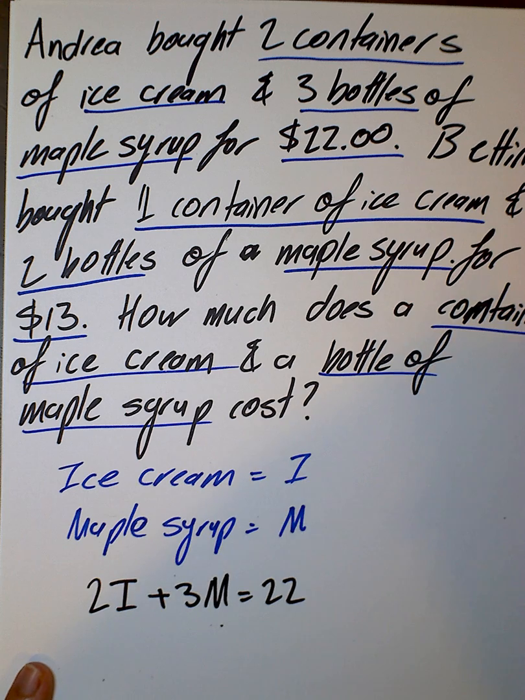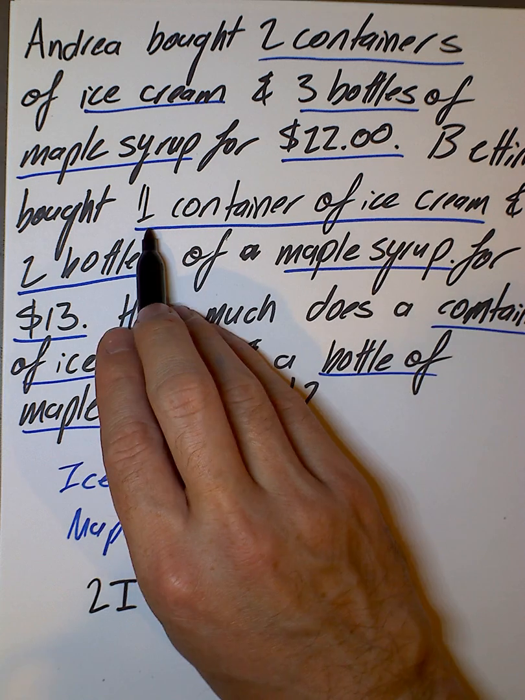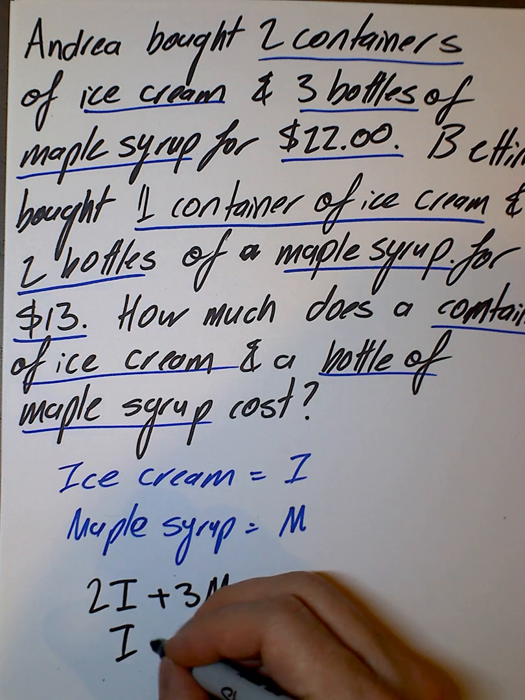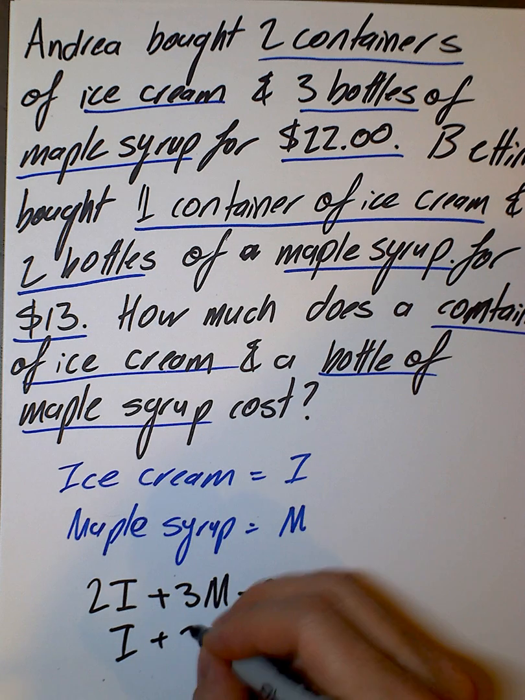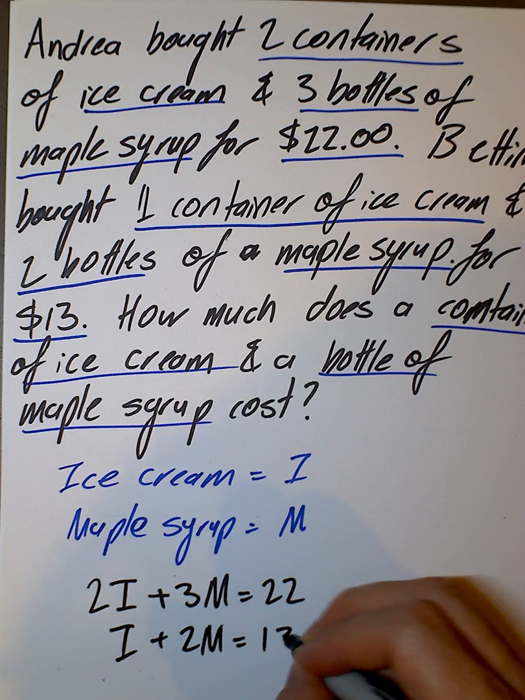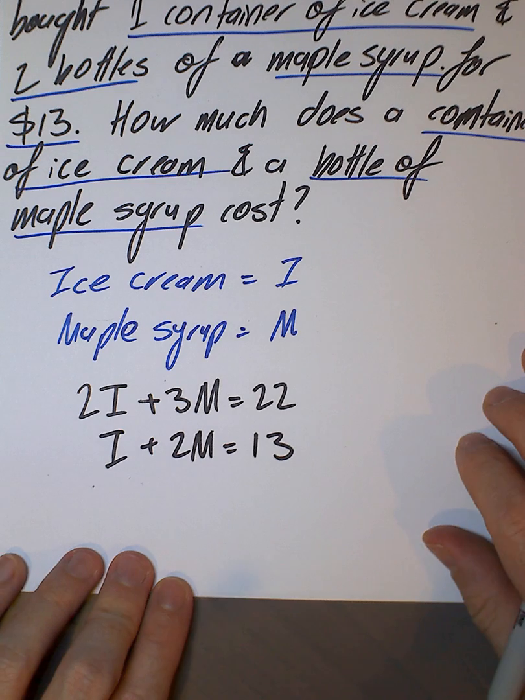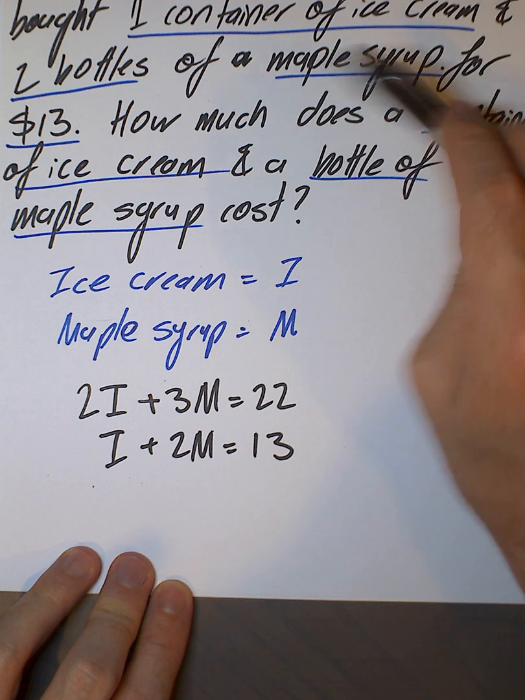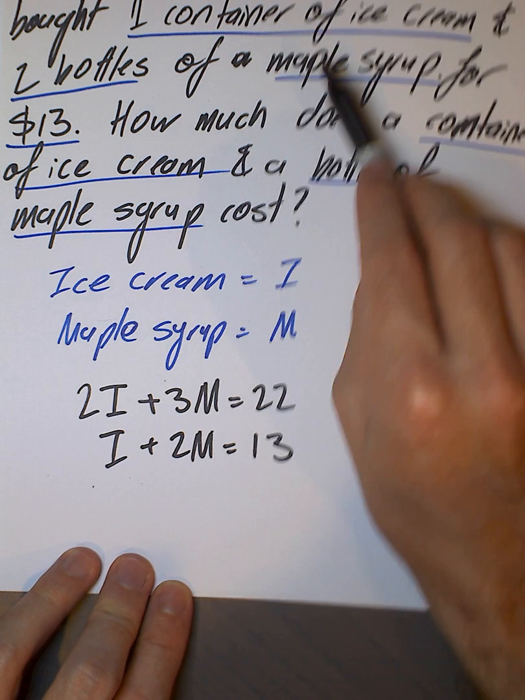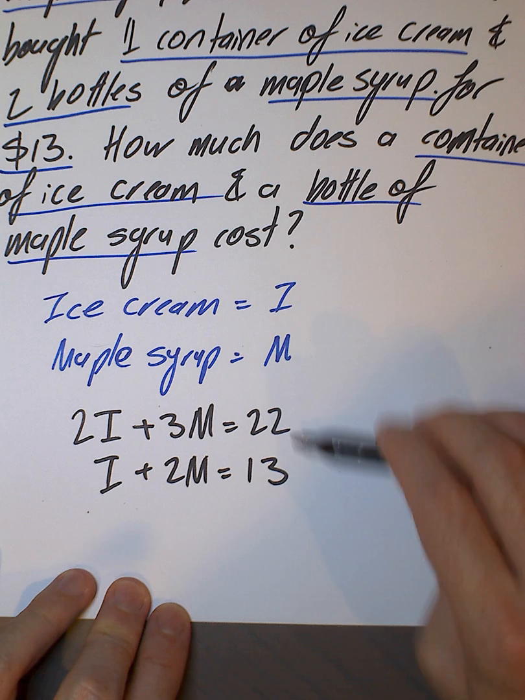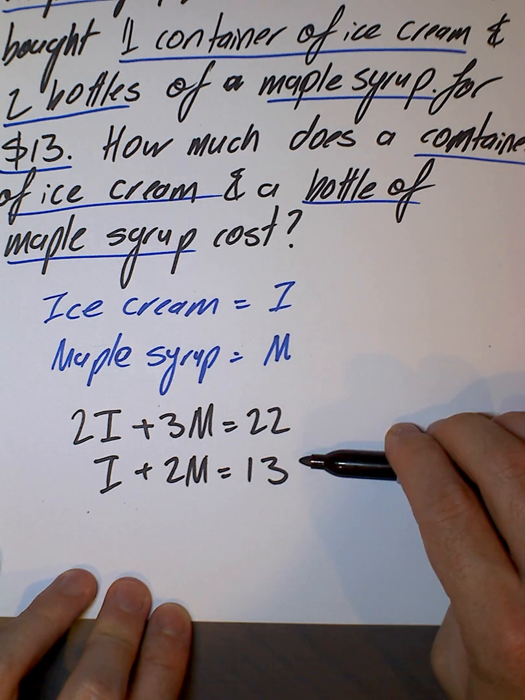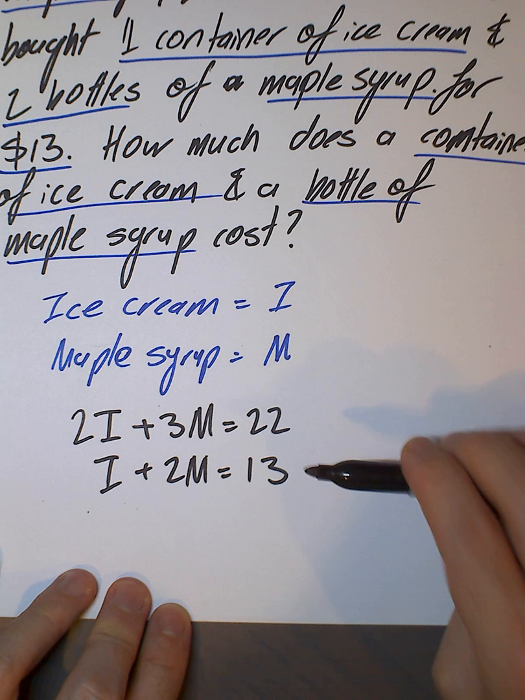The other one is this: 1 ice cream, that is just 1I, plus 2 bottles of maple syrup, so 2M equals $13. Okay, so I've underlined all the key information. I went, okay, this is what I'm trying to find. These are the bits of information that are important, and I've built my equations based off those underlined bits. From here, I will need to solve these equations.